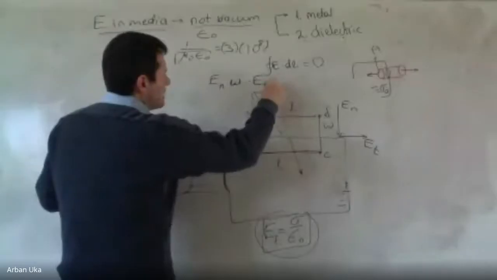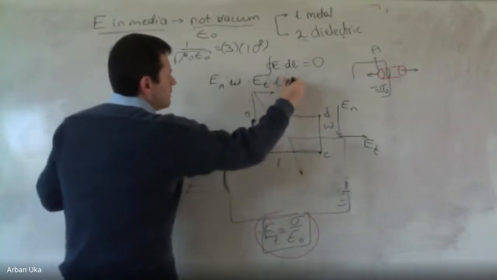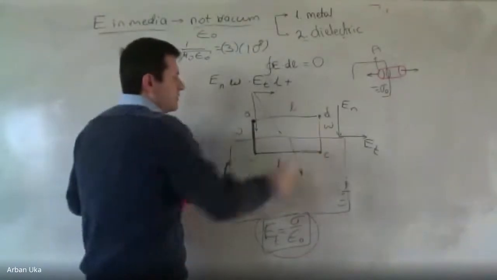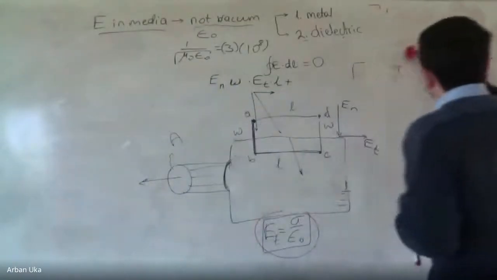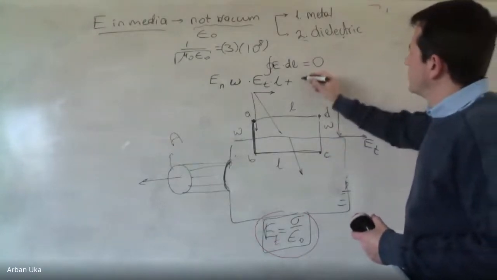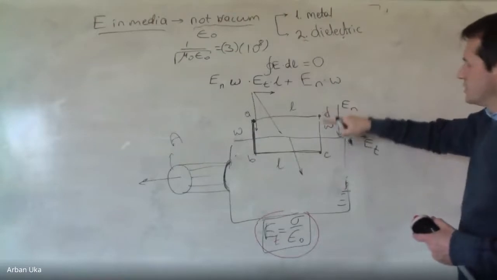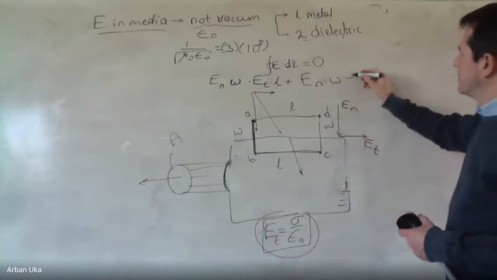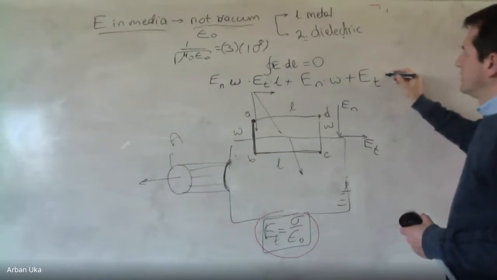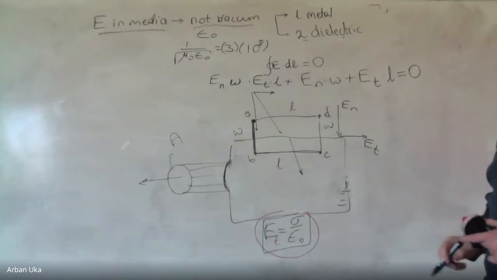E tangent times L is along the path BC, plus we come from CD. This is again E normal times W, which is this thickness. Then we have plus E tangent times L. This all should be equal to zero. Why should it be equal to zero?